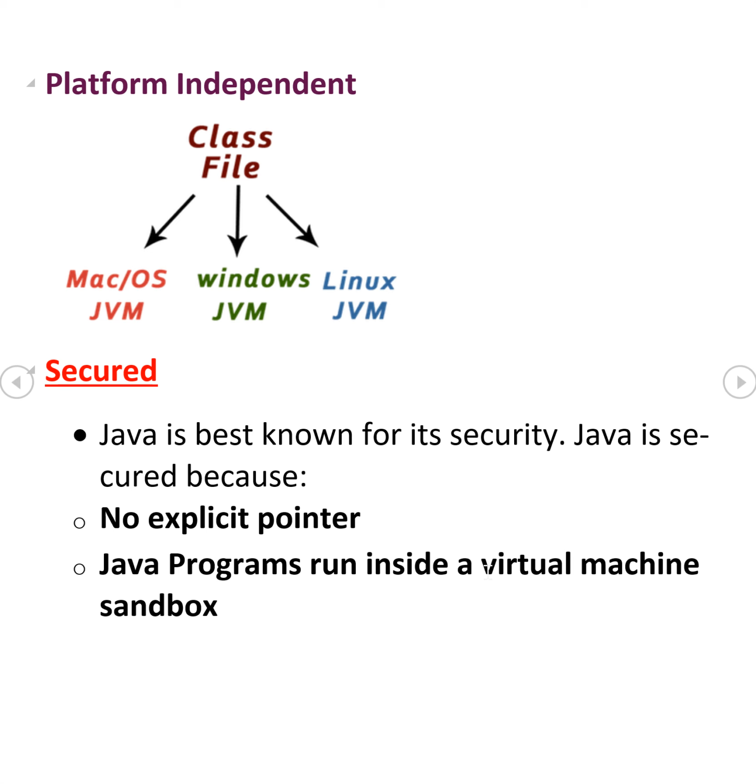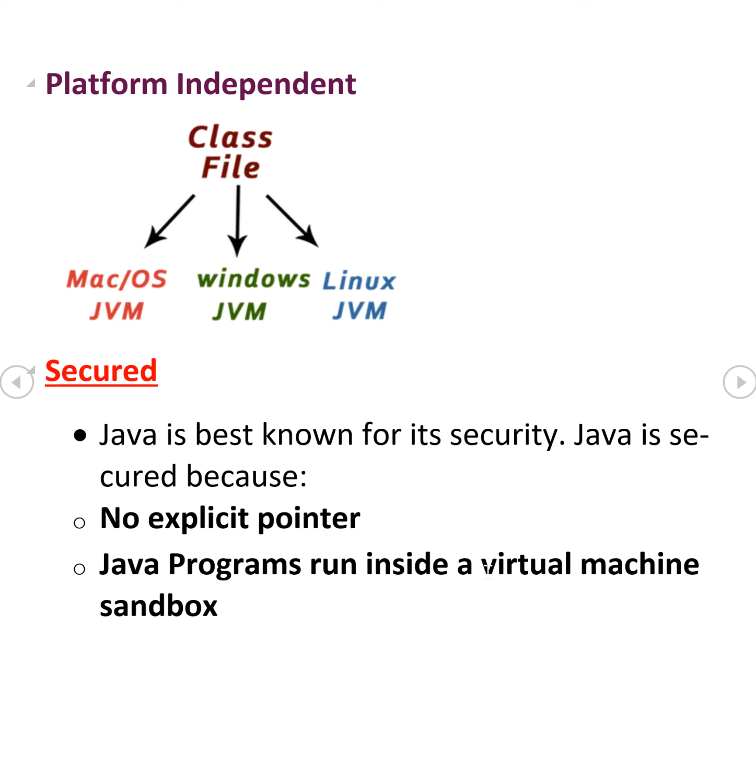Java has another feature, platform independent. Platform independent means if you have a Java file and you compile it with the javac compiler, it will create one class file. That class file can be run on Mac, Windows, or Linux, because in each environment we have a JVM, and the JVM will load the class file and execute it in that environment. So it makes Java platform independent. That is a very good feature compared to any other language.